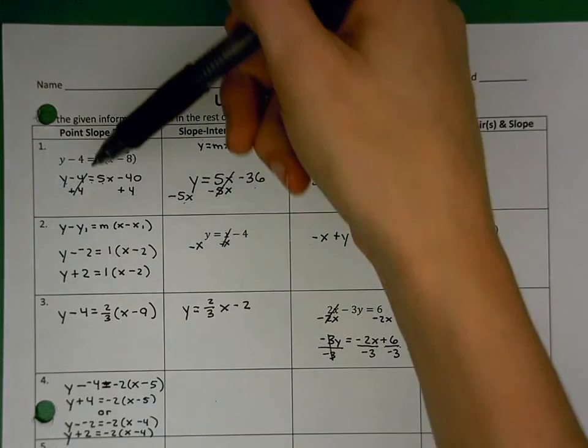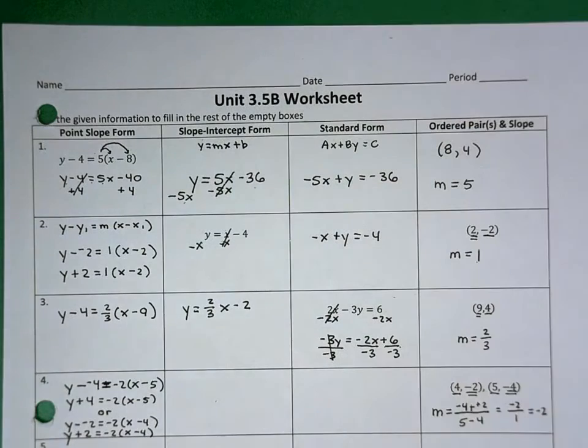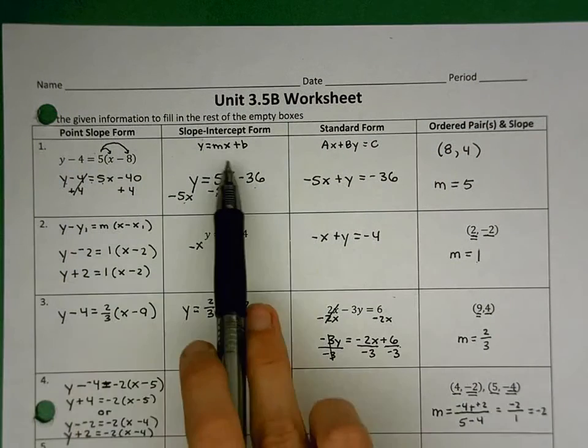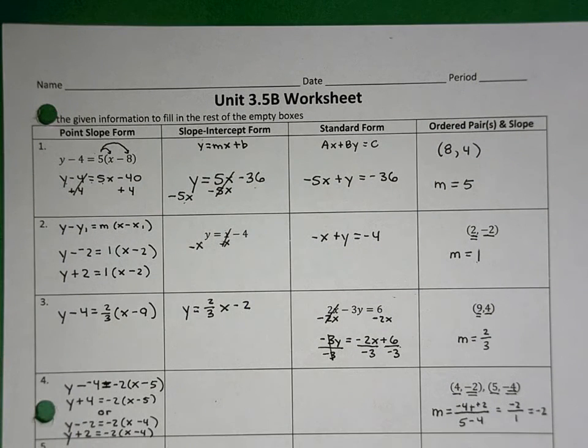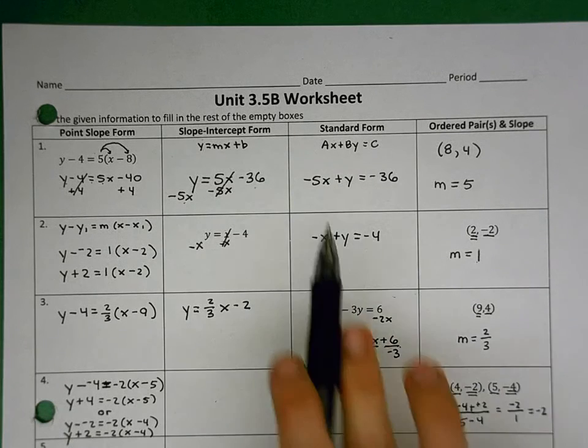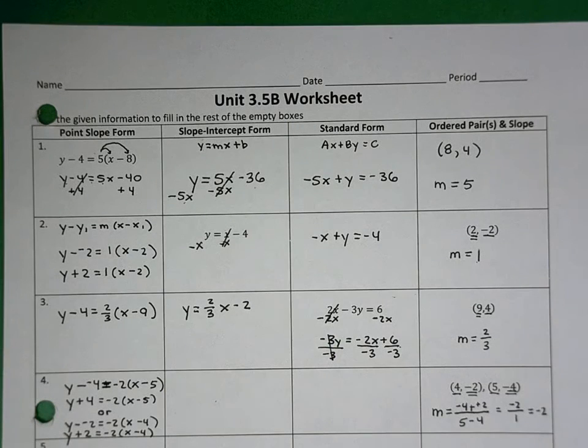You're doing the same steps now that we did in number 1. To turn it into slope intercept, you'll distribute and then subtract over. And then to turn into standard form, you'll make sure that your x's and y's are on the same side of the equal sign and that there are no fractions. Okay. And that was 3.5b.